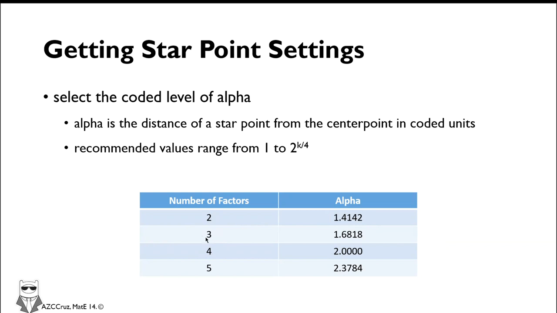Hindi necessary. Kunwari, yung 3, hindi naman square root of 3 is equal to 1.6818. Tapos square root of 5 is not necessarily 2.3784. Although square root of 4 is 2, no? Pero you'll use tables like this to determine kung ano yung magiging alpha value na. And in this particular course, we don't go more than 2 factors. Kasi masyadong complicated na yun. We only do 2 factors lang. So in your exams probably, ang lalabas lang is alpha value of 1.414.